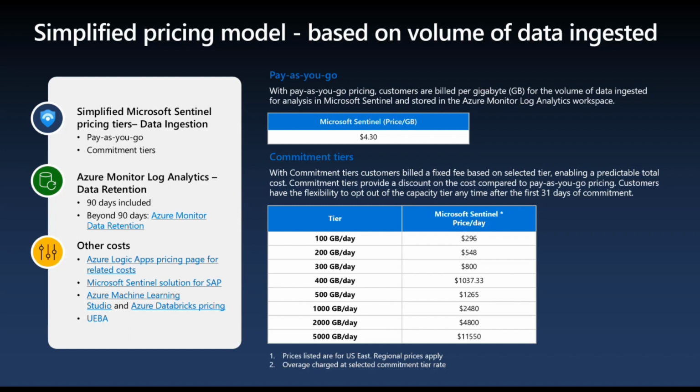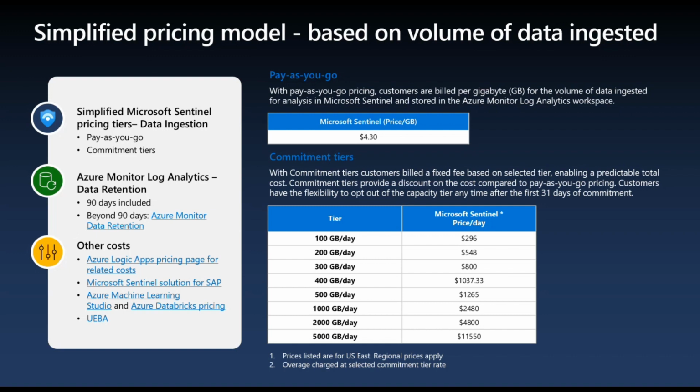So the ingestion and storage for data that's coming into Sentinel using the pay-as-you-go model is going to be $4.30 per gig. If you move over to a commitment tier, where you commit to 100 gig per day, that enables you to take advantage of a discount. So at 100 gig per day, you would be paying $296, which works out to $2.96 per gig.